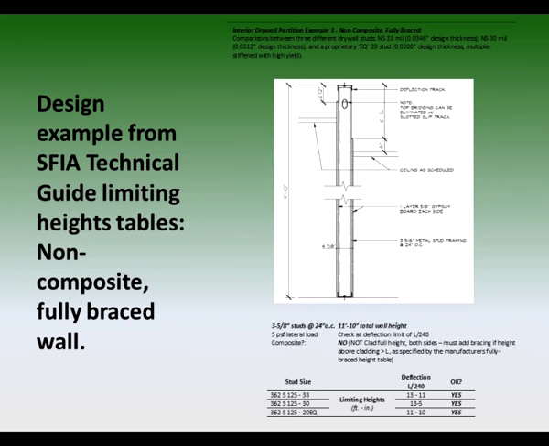In this example, we have an 11-foot, 10-inch non-composite wall. With non-composite assembly, the capacity of the assembly, and thus its allowable or limiting height, is based only on the stud itself. This is an interior drywall partition. In the chart at the bottom, we extracted stud information from the SFIA technical guide for the first 2 rows and similar data for an EQ stud from a manufacturer.